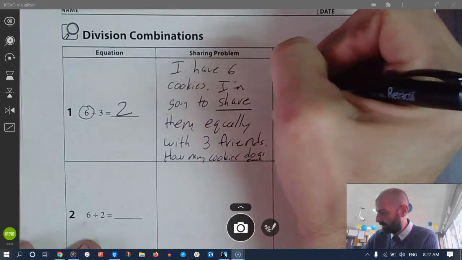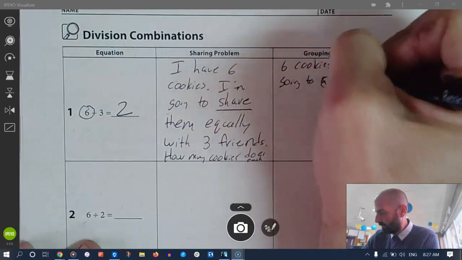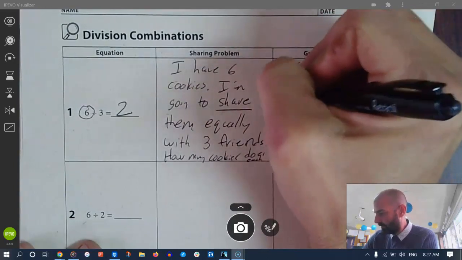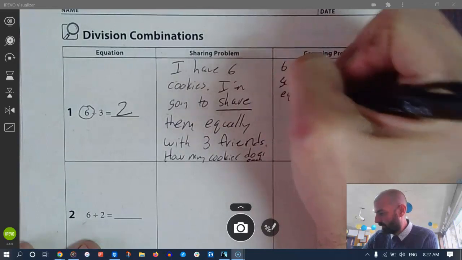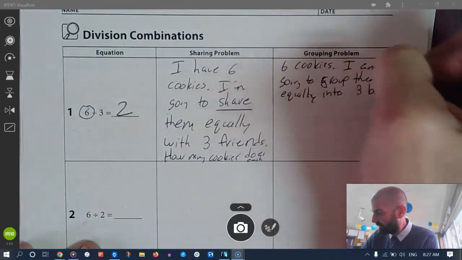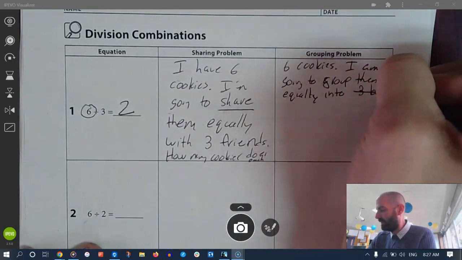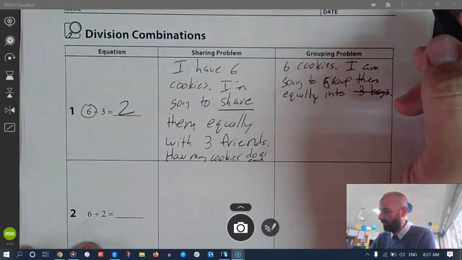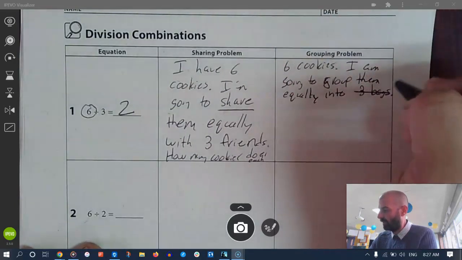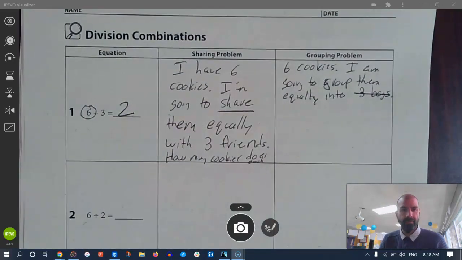I'm going to group them equally into 3 bags. Wait, no. No, that's sharing them, not grouping them. I need to group them by 3. I want to put 3 in each bag. Wait, see, this is confusing. This is why we do this, because it is confusing.